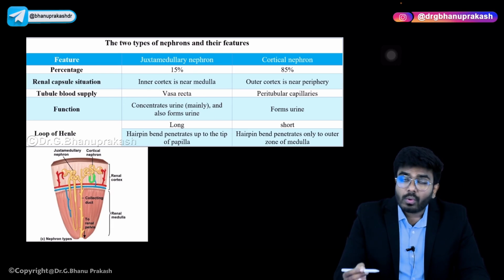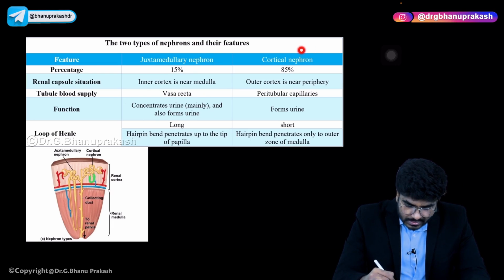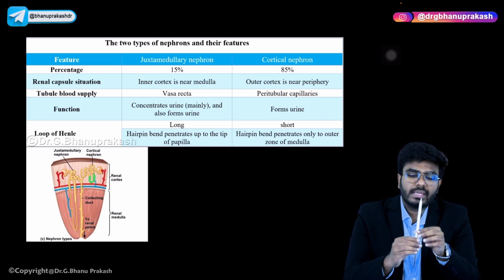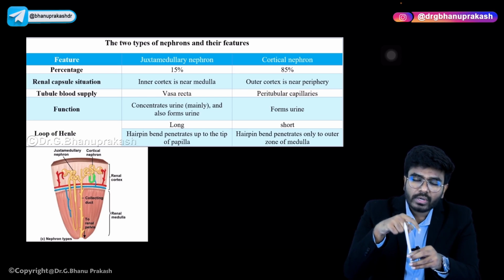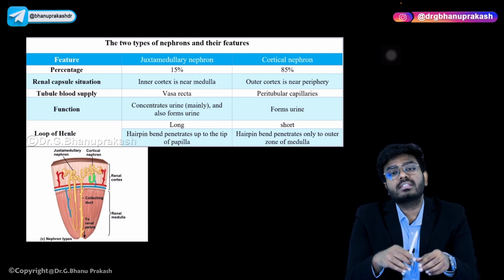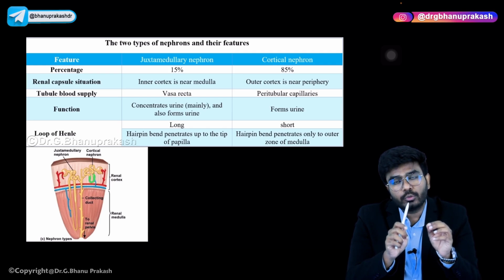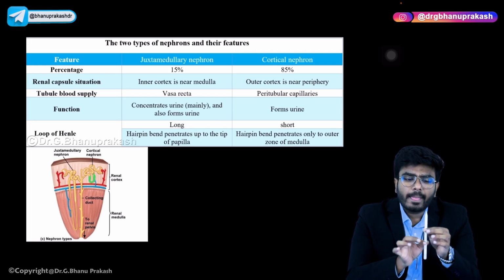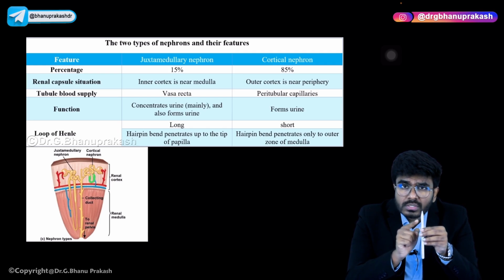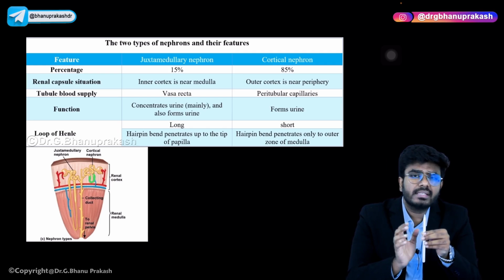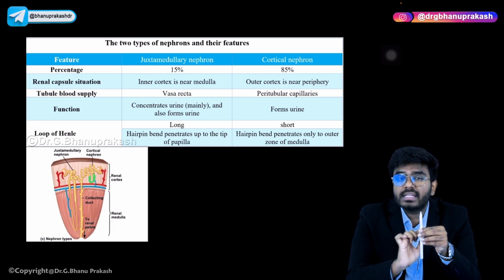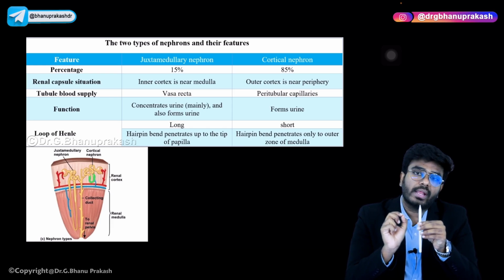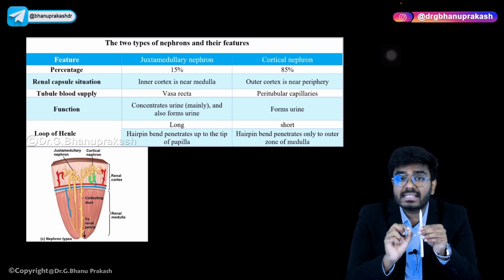Okay. Now, what is the other difference? Cortical nephrons are surrounded by the peritubular capillaries. For example, if you imagine this is a cortical nephron, it is surrounded by certain blood vessels, which are called peritubular capillaries. In the same way, juxtamedullary nephrons are also surrounded by capillaries or blood vessels. The blood vessels surrounding the juxtamedullary nephrons are known as vasa recta.